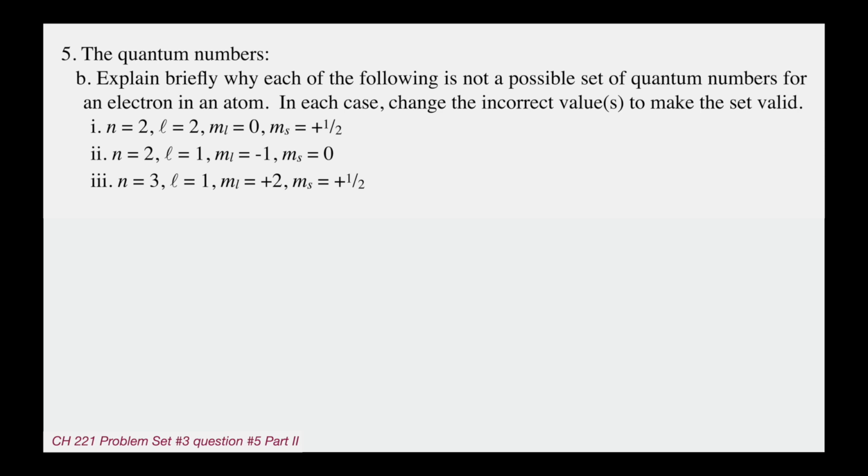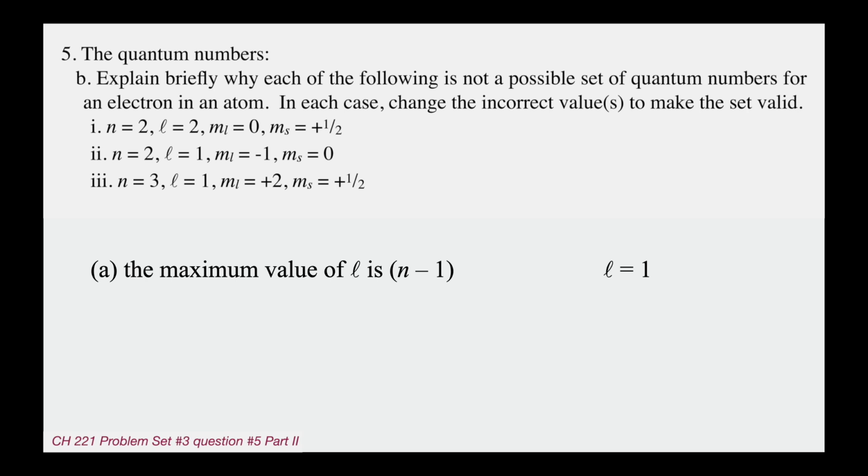So n has to be a whole number, starting with 1, going up in theory to infinity, but you never have a negative n or a fraction or a 0. So all of the n's here are okay. But l can be no bigger than n minus 1. As we saw in the last problem, l starts at 0 and goes up to n minus 1. So if n is 2, l could be no bigger than 1. On the first one, there's definitely a problem with l, and we could change that to 0 or 1, and it would be okay.